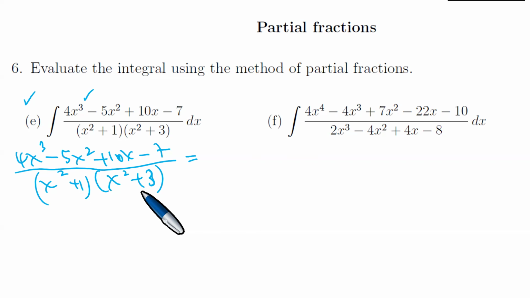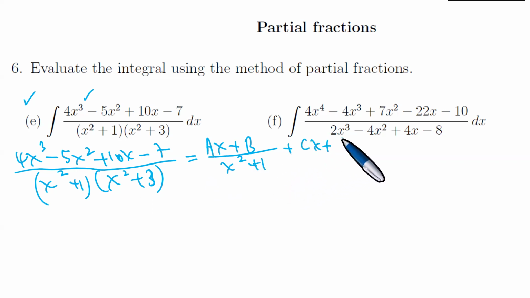Okay, we continue. So (ax + b)/(x² + 1) + (cx + d)/(x² + 3), which means that you have 4x³ − 5x² + 10x − 7.